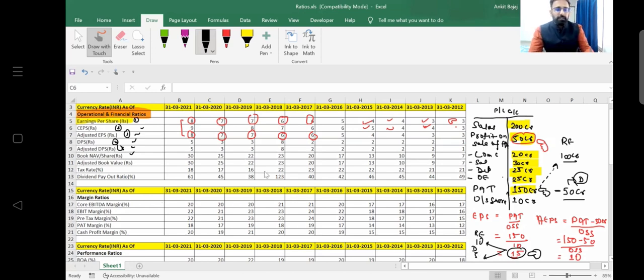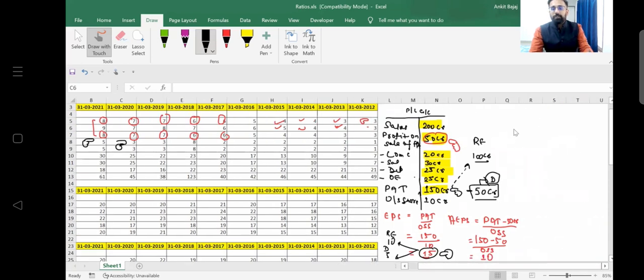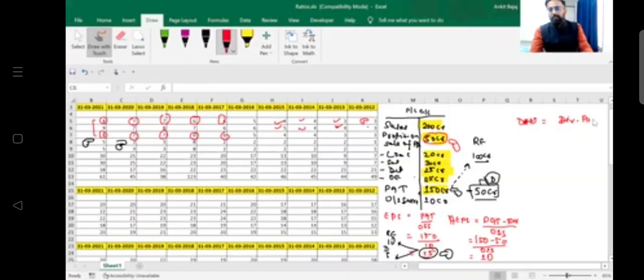Now if you see, DPS is how much here? DPS is 5, right? So you see how much dividend the company is distributing, 50 crore rupees profit. So what is going to be the formula for DPS? DPS, that is dividend per share, is going to be dividend distributed or dividend paid divided by outstanding shares, right?